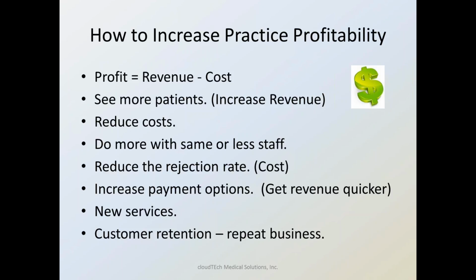You also want to increase payment options because this allows you to get revenue quicker into the practice, which is important. We're going to cover that in more detail. And customer retention is something that practices should also be working on because it is cheaper to keep an existing customer coming back than it is for a customer to now be coming into the practice new. It costs a lot more to go out and get a customer than it is to retain a customer. And you want that recurring revenue.